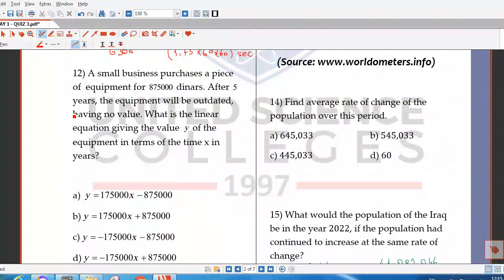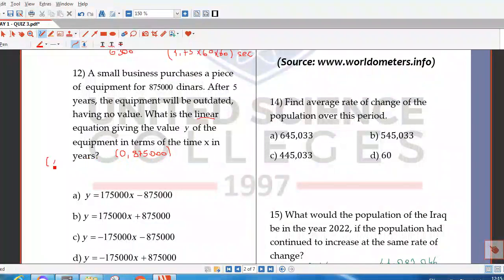Question 12. A small business purchases a piece of equipment for 875,000 dinar. After 5 years there will be no value, outdated, and we are looking for the linear equation which gives us the relation between year and value. So in the beginning, since no years passed, the original price in the beginning can be written like this.